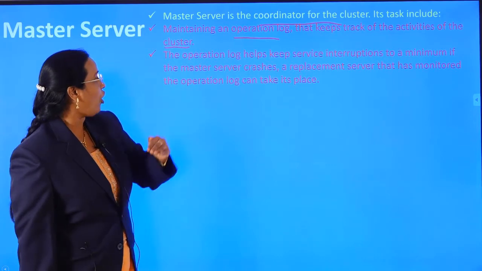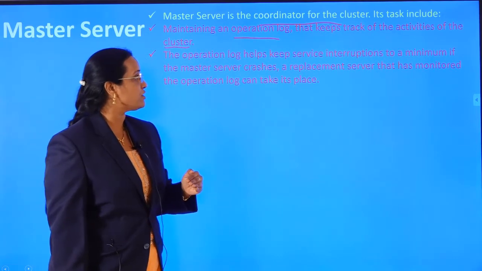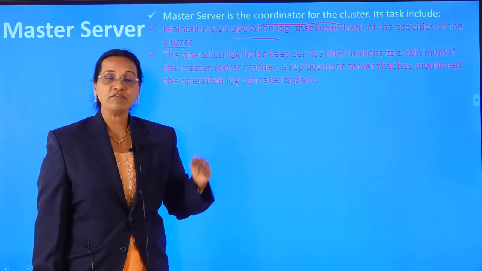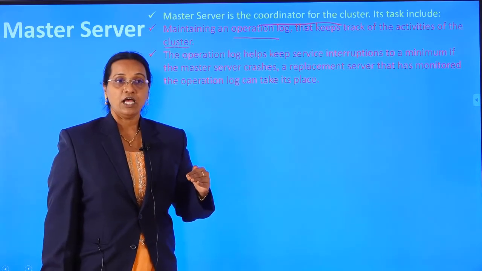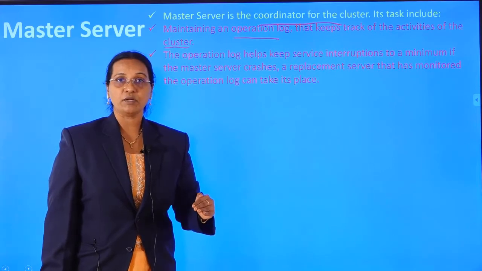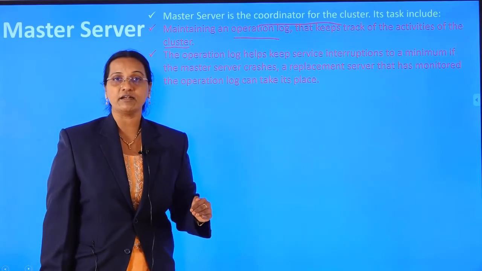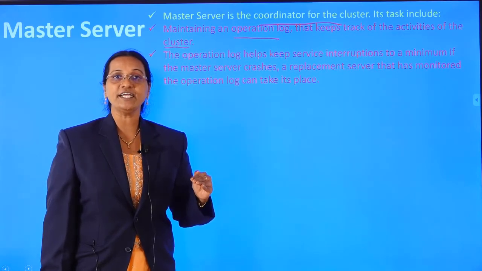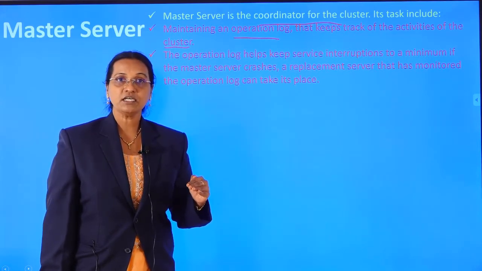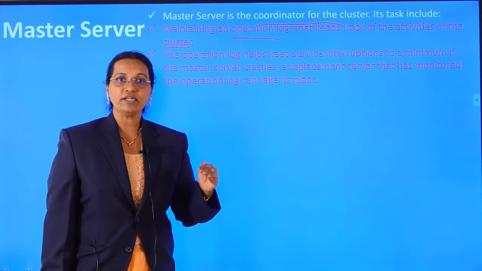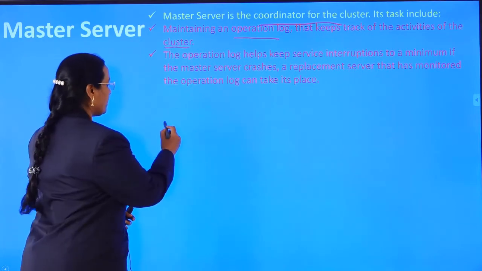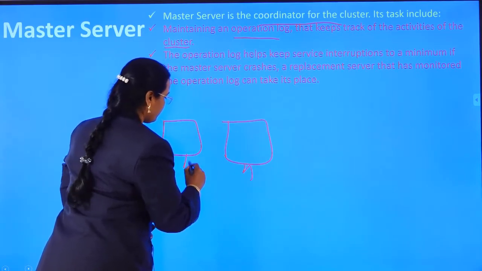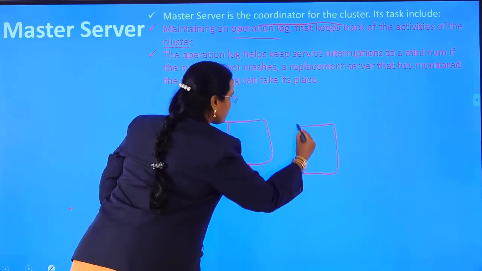The operation log helps keep service interruptions to a minimum if the master server crashes. As in the previous slides, we have seen that if a data node is not working, that means there is a chance of hardware failure. But when there is a chance of hardware failure, we have a facility of fault tolerance. That means whatever the job done by the data node, this is my cluster.